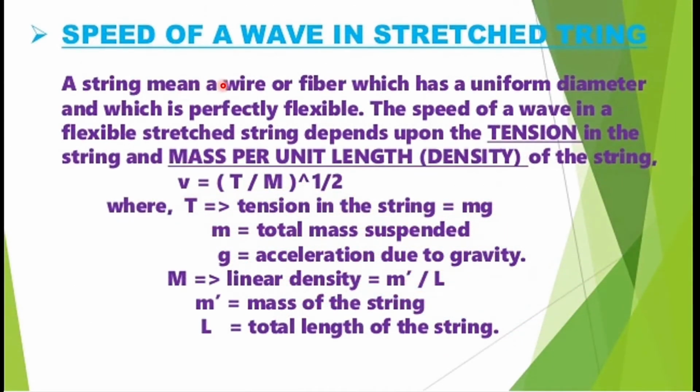Here is the definition of the speed of a wave present in a stretched string. Take a wire or fiber which has uniform diameter and is perfectly flexible. The speed of the wave in a stretched string depends on the tension and the mass per unit length. It is given by V equal to (T by M) the whole power 1 by 2, where T is the tension of the string, equal to mg, M is the total mass suspended, g is acceleration due to gravity, M is the linear density M dash by L, and L is the total length of the string.